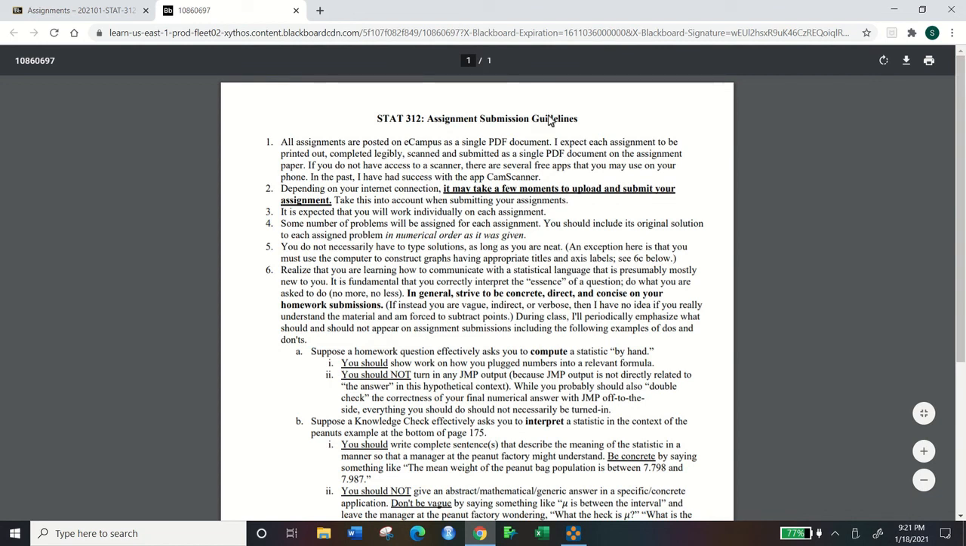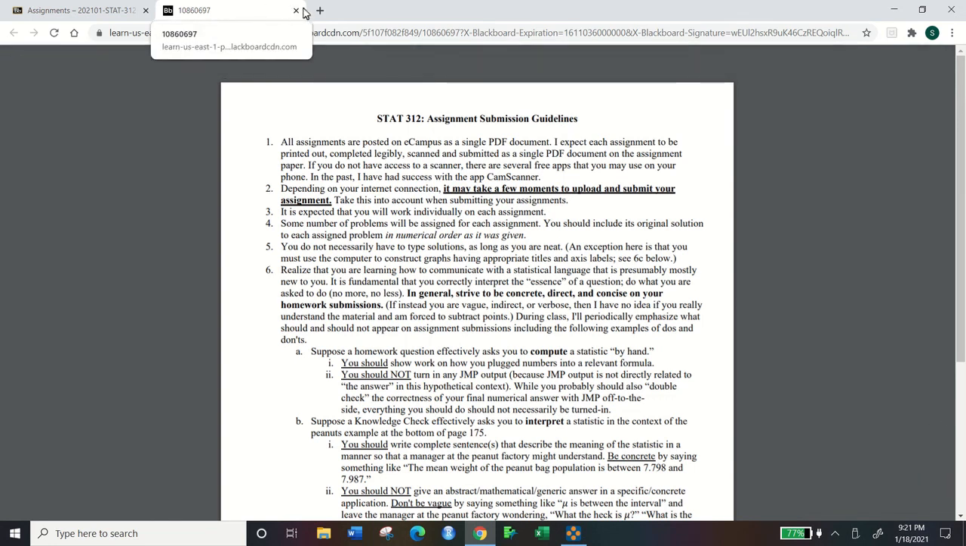And as I said before, if you have any questions about the assignment submission guidelines, or you're worried about not turning something in correctly, just ask. I'll be more than happy to tell you.